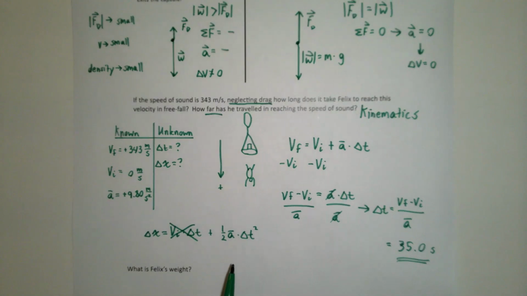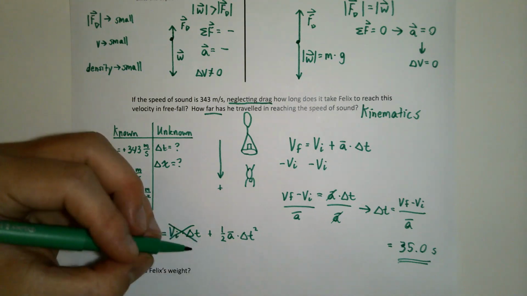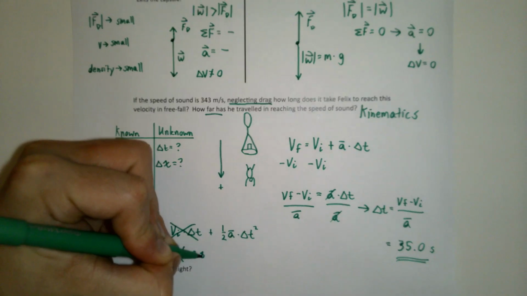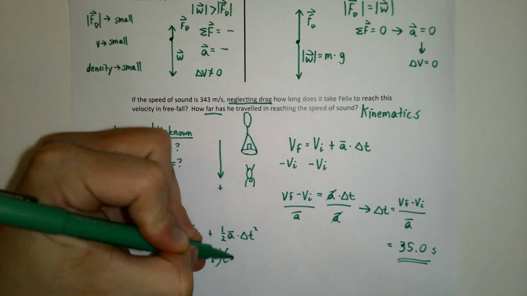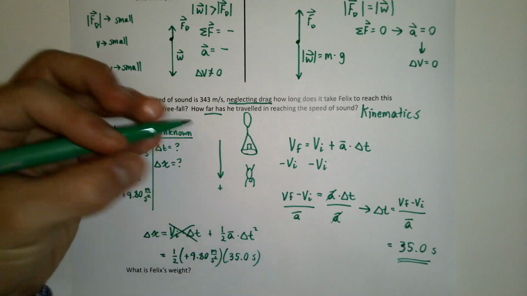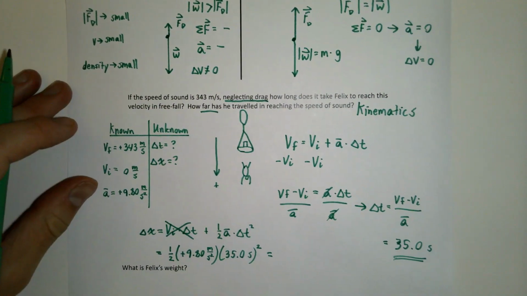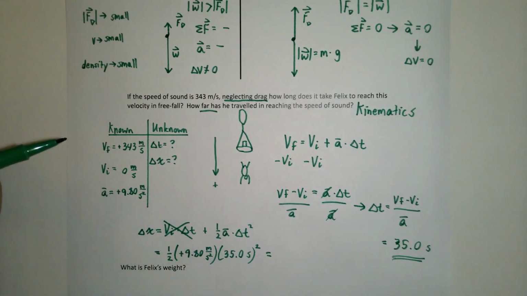Now I just need to input what I know about his acceleration, which is free fall acceleration, and input the time in which he falls to reach 343 meters per second. So we have 1/2 times our acceleration of positive 9.80 meters per second squared. I know his time, that is 35.0 seconds squared. That equals 6,002 meters. I have three significant figures here that I can work with.